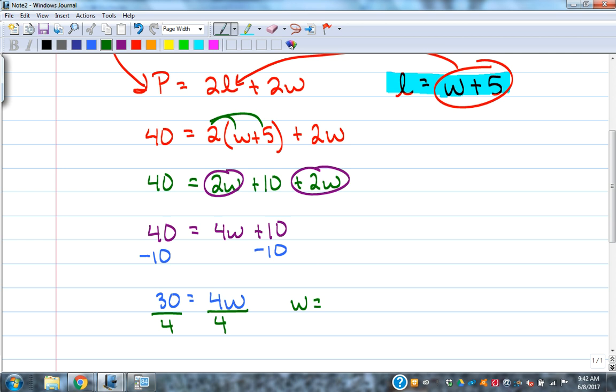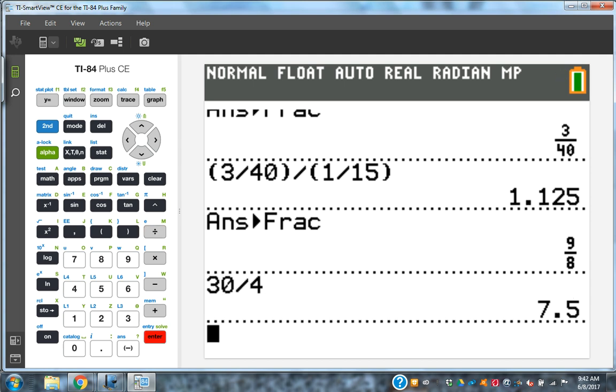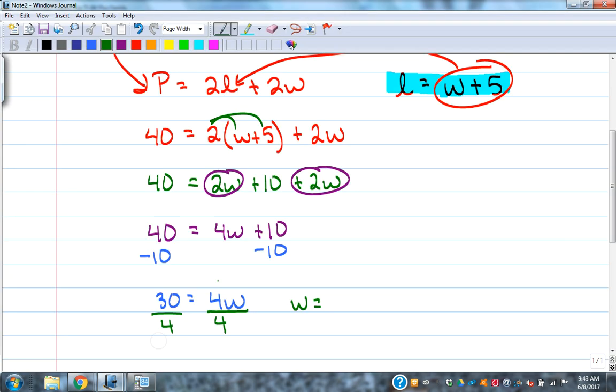And when we're in the context of a word problem, we usually will go ahead and just get a decimal out of that. 7.5. So the width is 7.5 inches. So that means the length would be how much?